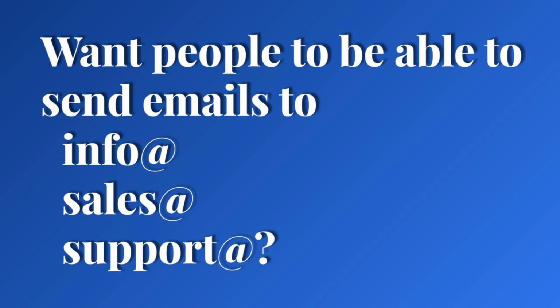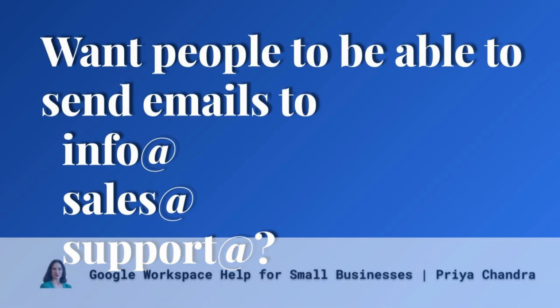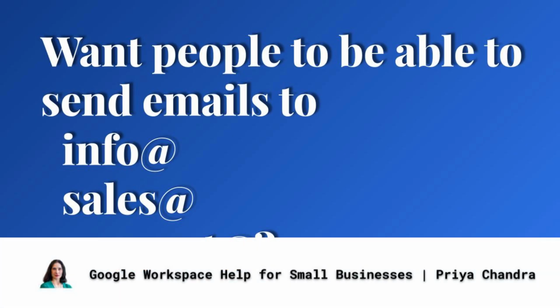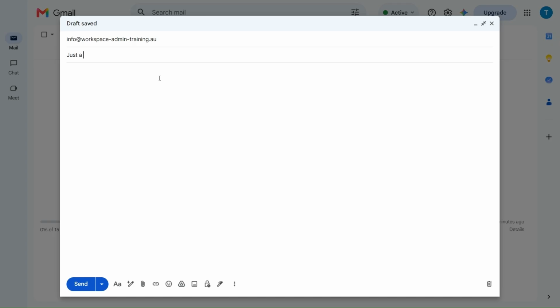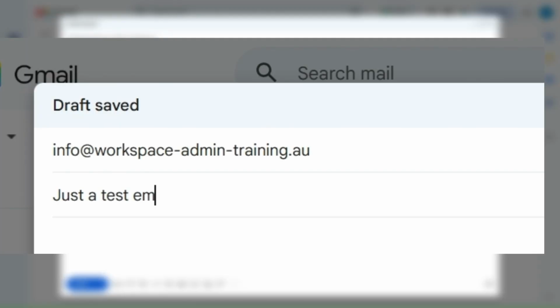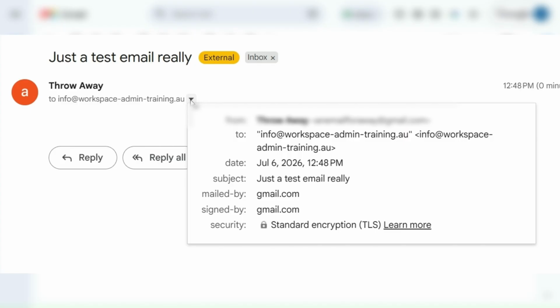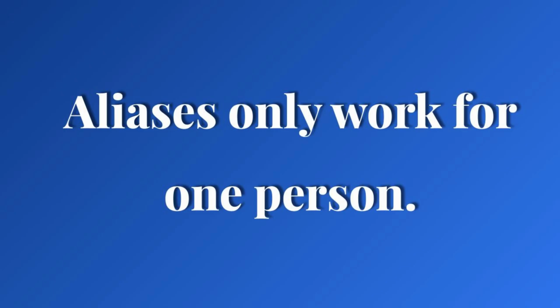You're setting up your business and you want info@yourbusiness.com and sales@yourbusiness.com email addresses, but you don't want to pay for the 2 extra Google Workspace user licenses. That makes sense, and that's what email aliases are for. It's an alternative address that delivers emails to your main inbox. Just a note, aliases only work for one person.